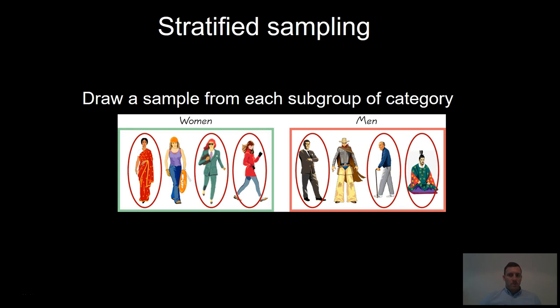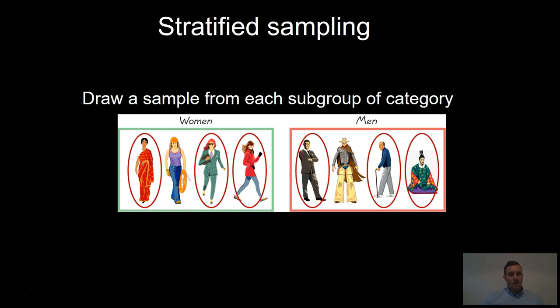So when sampling gender groups, you're drawing a sample from each gender. So drawing a sample from each subgroup. Here we have a group of 8 people, 4 women, 4 men. We might say that we want to sample 3 of the women, 3 of the men. Therefore, we select 3 women and 3 men.